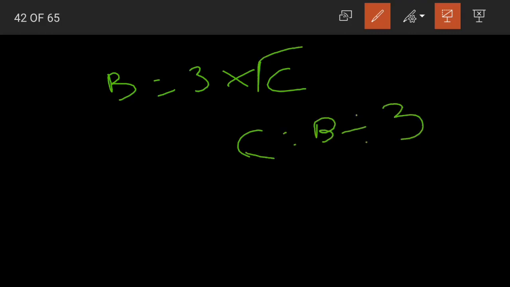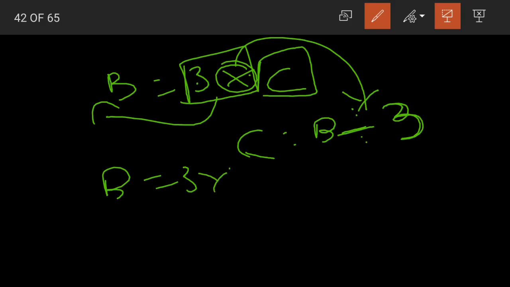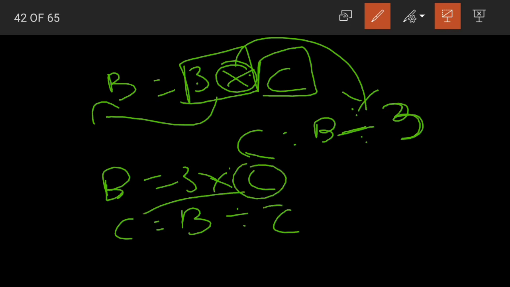Now we want only C here. We are taking this 3 to the other side. Now 3 is in multiplication here, right? So 3 becomes division. The opposite of multiplication is division. Okay. B is equal to 3 into C. C is equal to B divided by 3. C is written as it is. B is written as it is. Only this into 3, when we move it to the other side, it becomes divided by 3.